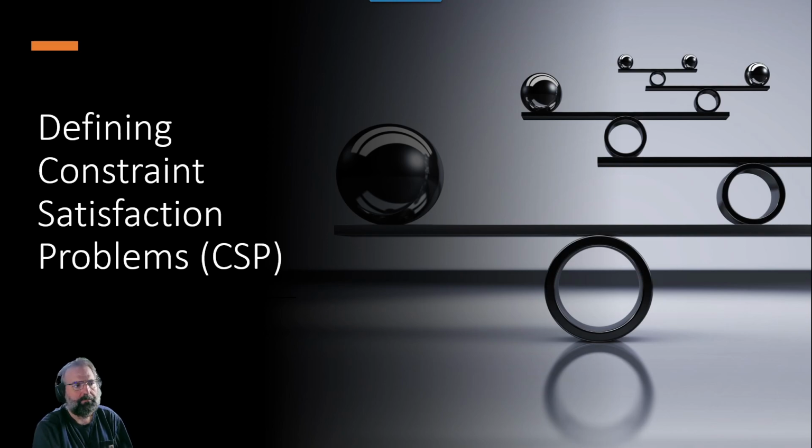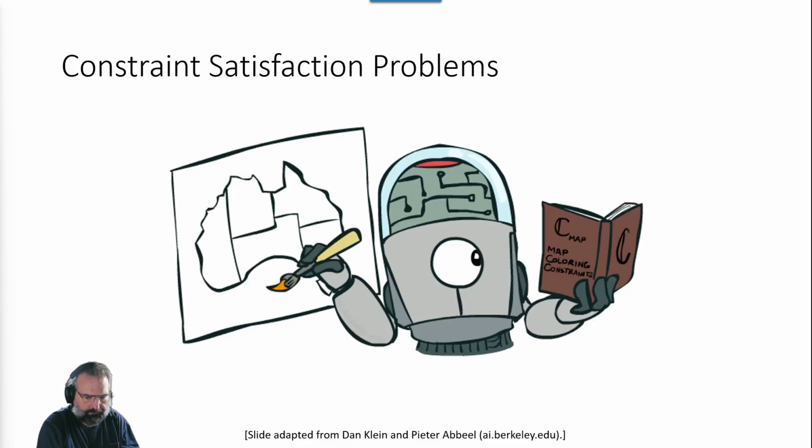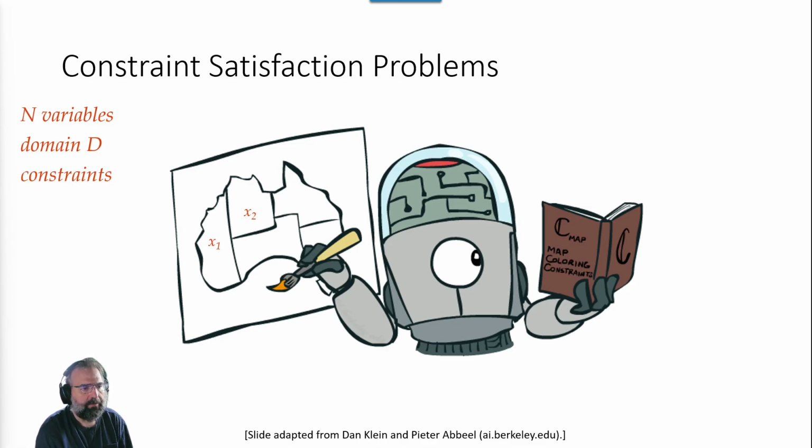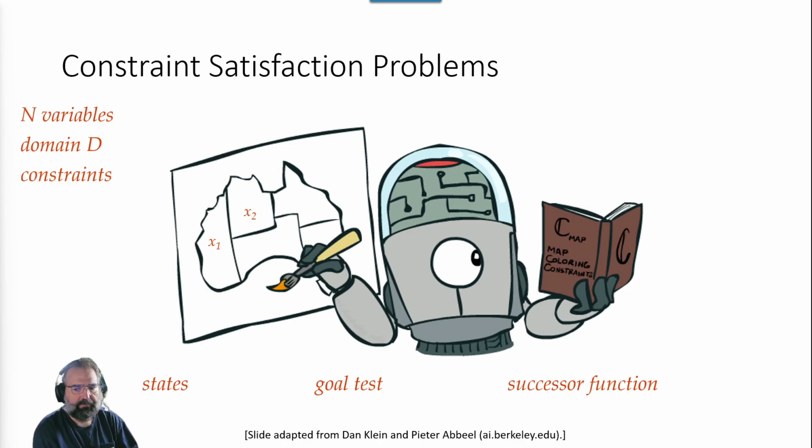We always need to start off by coming up with a definition of what these CSPs are. They can often be expressed as a class of problems known as map coloring problems. The idea is that you have n variables, in this case x1, x2, and so on. You've got D, the domain in which those variables exist. There are some constraints, states, a goal test, and a successor function. You're done whenever you satisfy all the constraints and have completed the process.